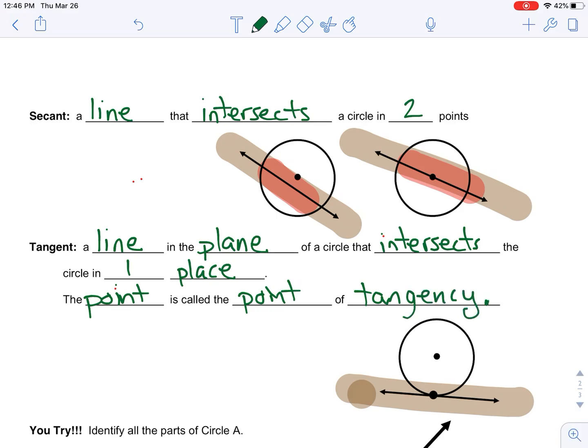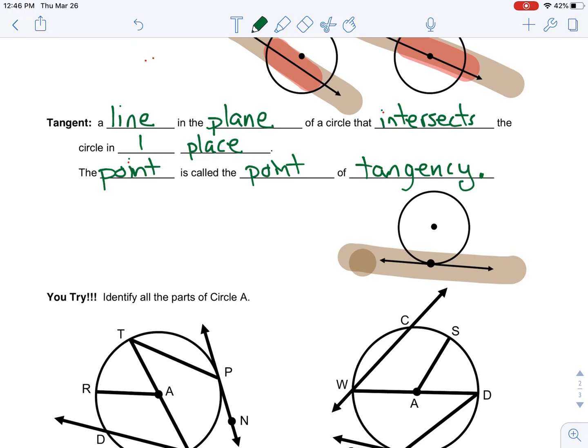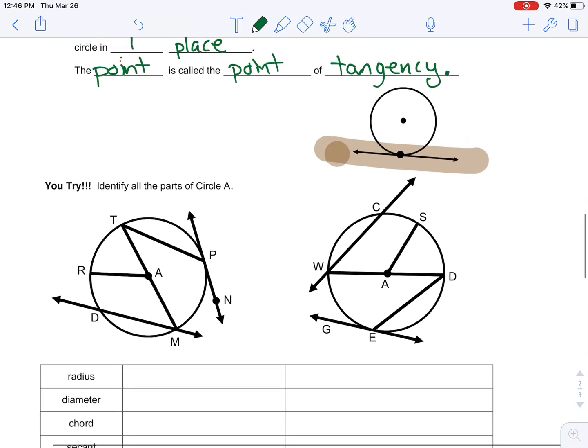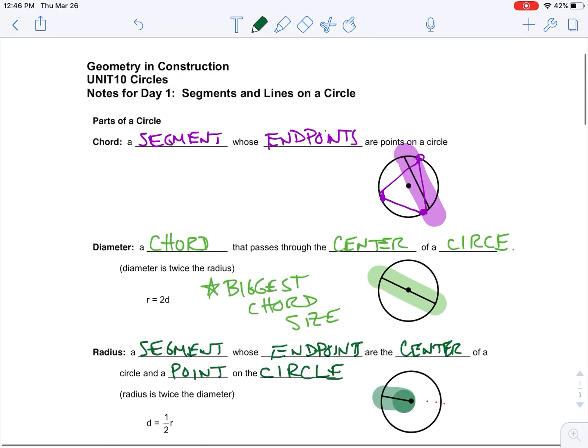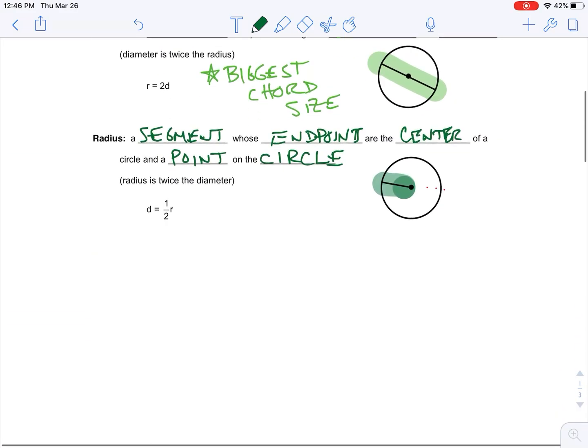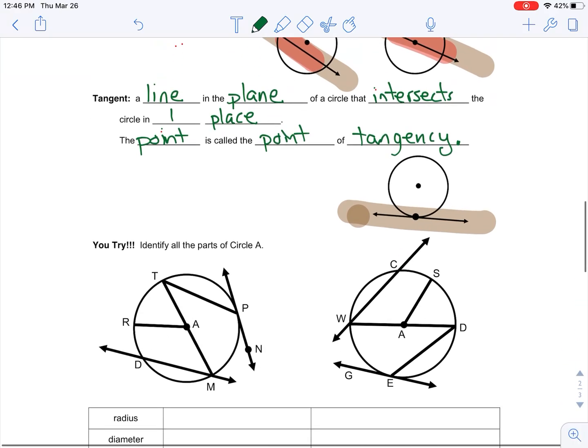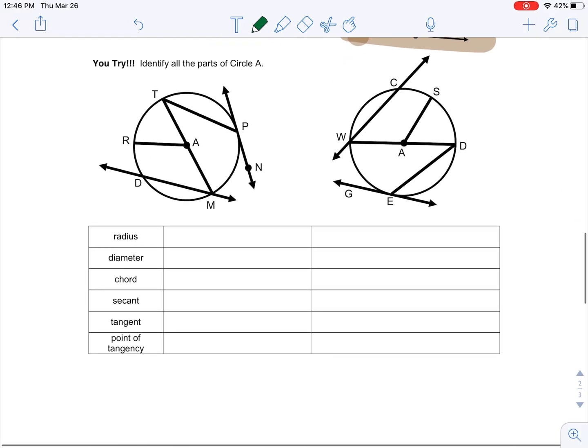So think about like a tire. As it touches the ground, technically it's supposed to only touch in one point. Any kind of gears and things like that, they all have tangents, and they all are pretty darn important to what we need to be able to do. So that's it for the words. So let's scroll back here. We got chord, diameter, radius, secant, tangent. We need to be able to identify those today. In fact, I would argue that half of this chapter is just going to be identification and knowing these words.